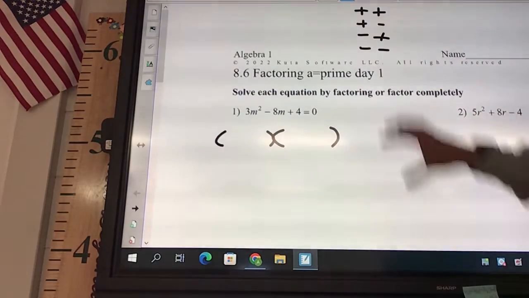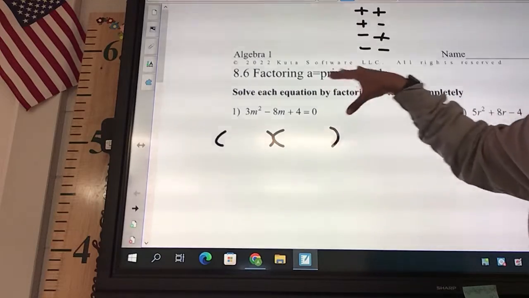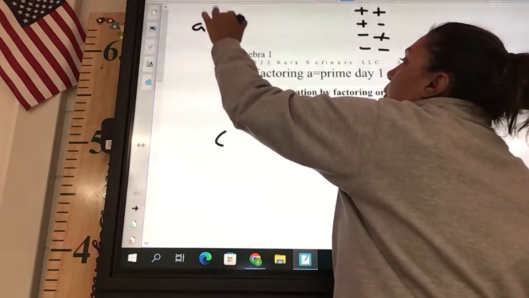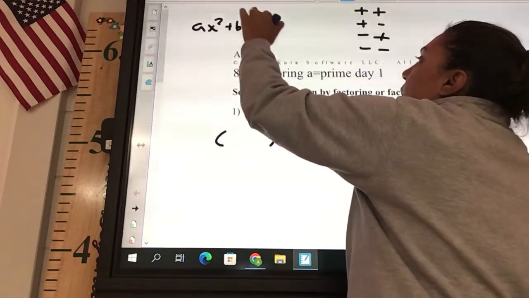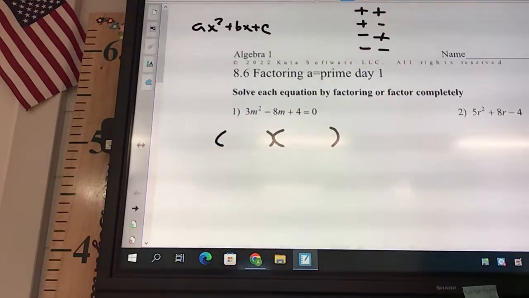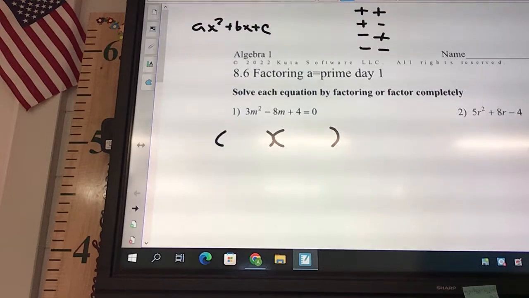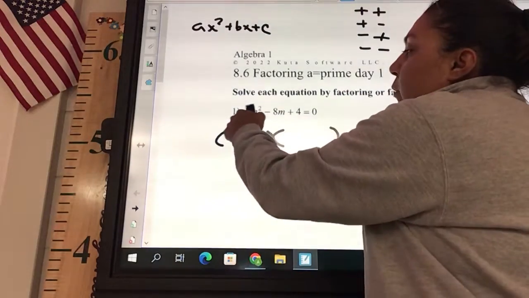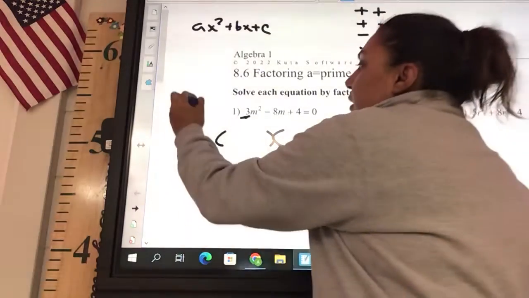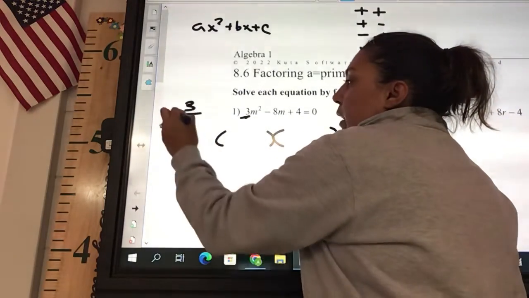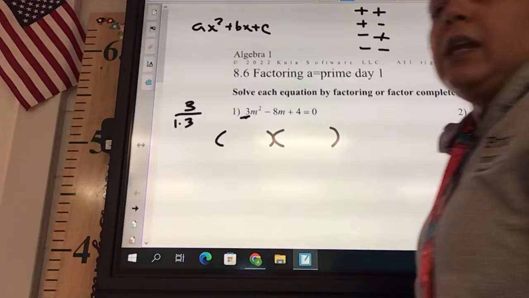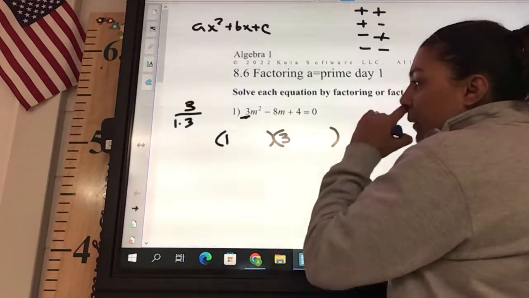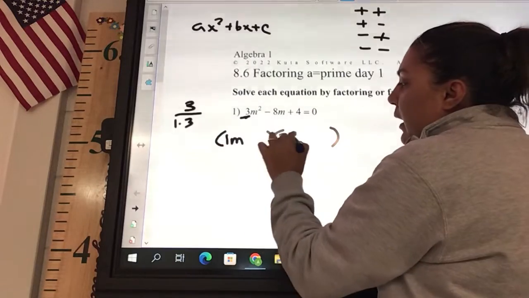Well, let's talk about what A is prime means. We got this AX squared plus BX plus C. A prime means that it's only going to be 1 times itself. So instead, we know we're going to have an M and M, but we have a number here. So what are some factors of 3? Well, we got 1 and 3, and that's it. So we can put a 1 and a 3, and we can also put an M and an M.